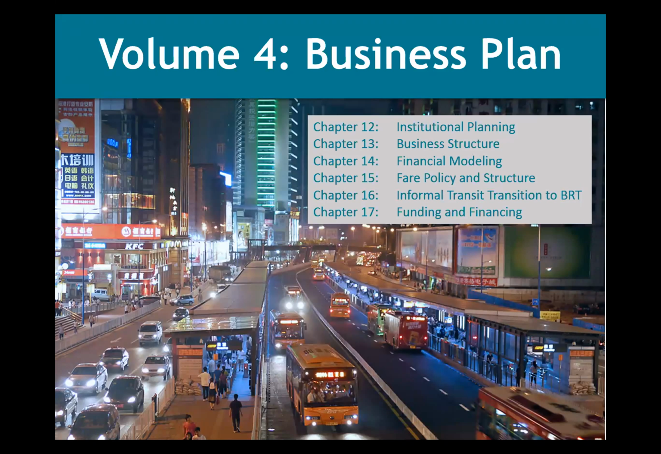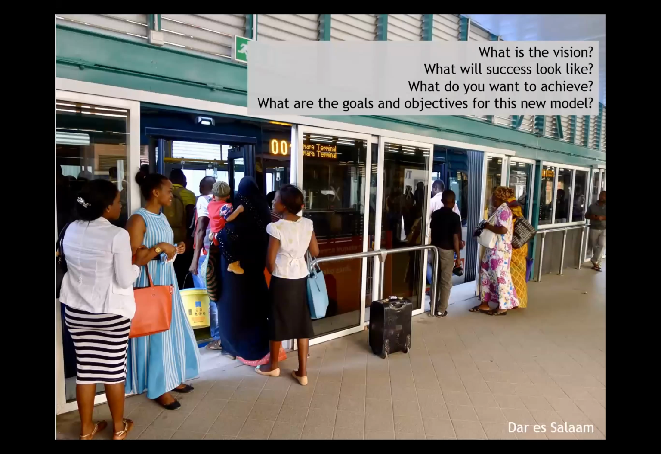Volume 4 is about the business plan, and this is actually, I think, one of the more important pieces because it's the kind of back end for how the infrastructure will run from an institutional perspective. So it talks about institutional planning, the business structure, the financial modeling, how you set up your fare policy and structure, how you can transition informal transit providers to BRT, and funding and financing of the infrastructure and operations. It's mainly infrastructure. So this is a new economic model from the informal transit.